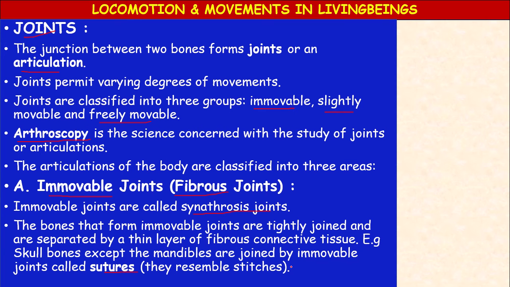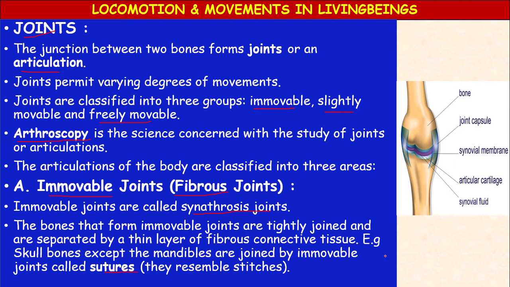Next, you can see a joint here, the two bones. Joint capsule, synovial membrane, articular cartilage, it is present here. So, this is the synovial fluid which flows, which lubricates, which helps in the movement.